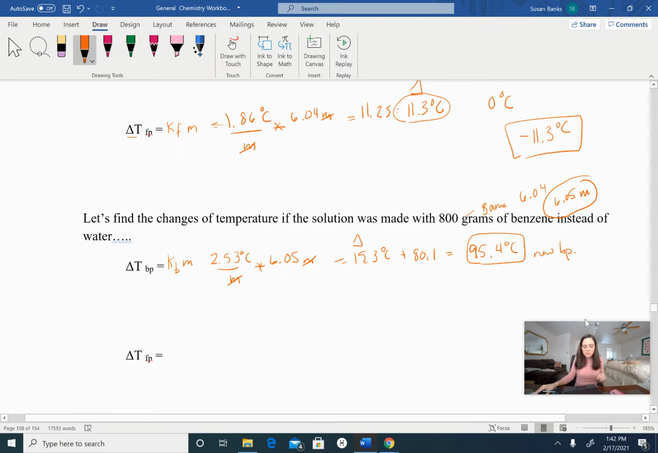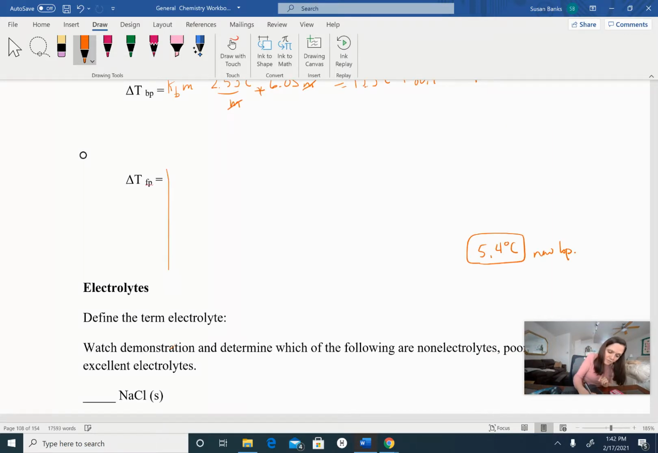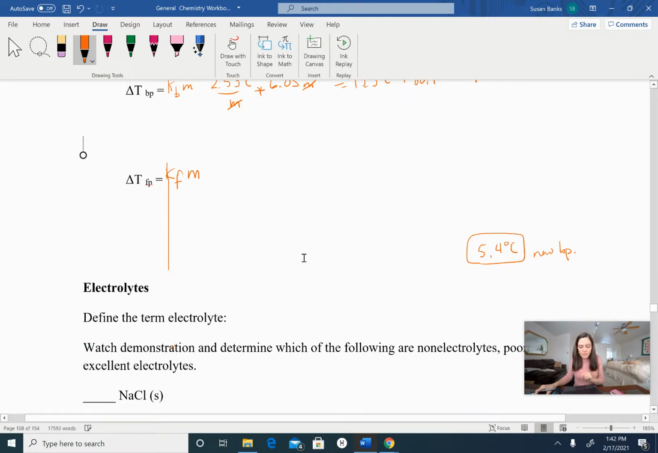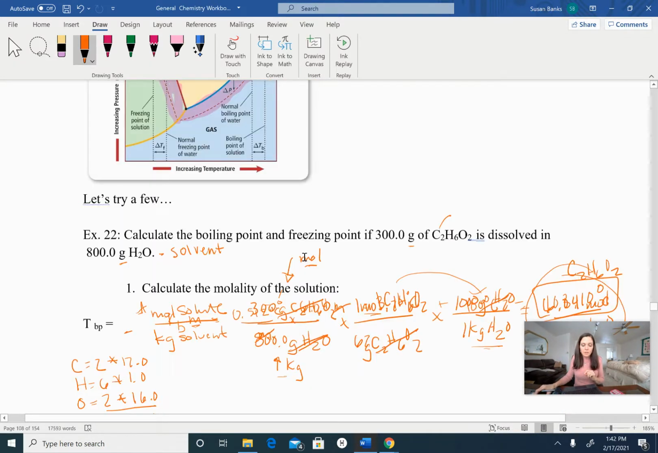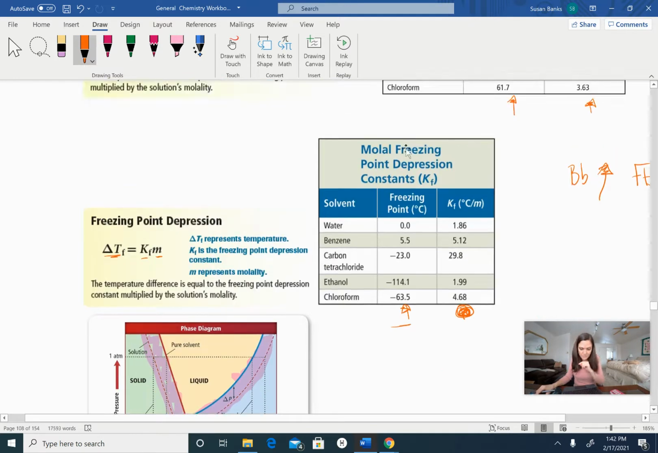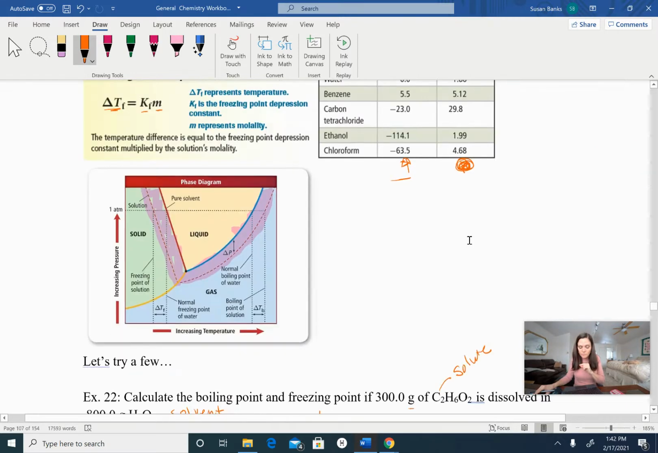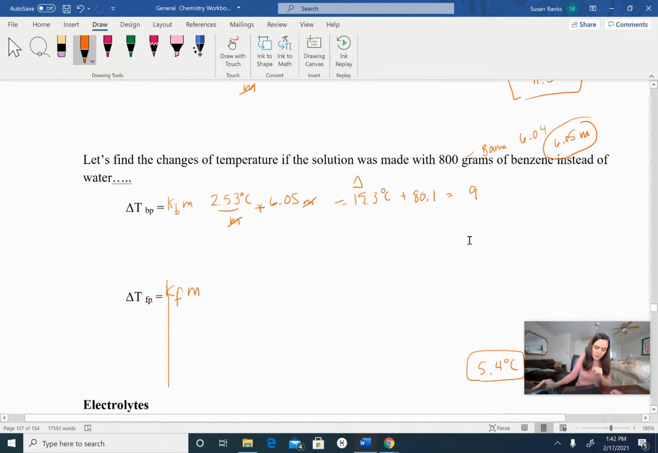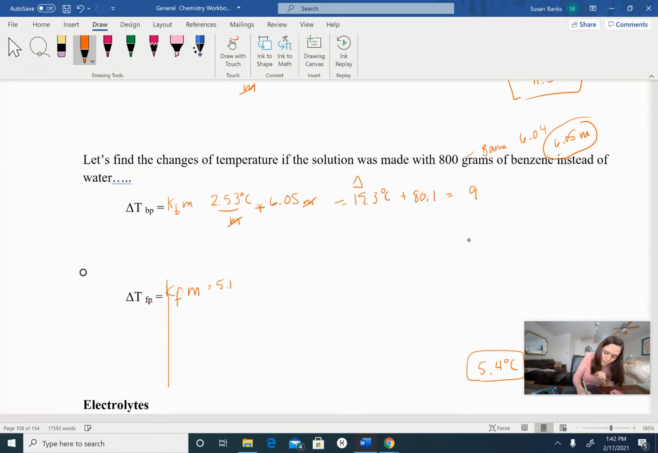Okay, let's do the same thing for our freezing point. We're going to have the same formula. We're going to have our freezing point constant multiplied by our molal. But we've got to look at our freezing point constant for benzene. So let's look at our freezing point constant for benzene. So here's our freezing point constants. Benzene is 5.12. Okay. So we have a constant of 5.12 degrees Celsius per molal, and our molality is 6.05 molal. So we're going to cancel out our molals.